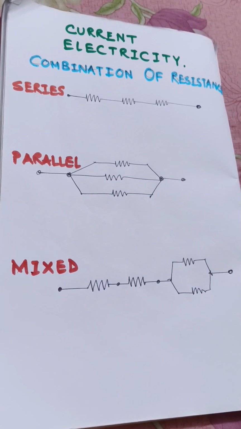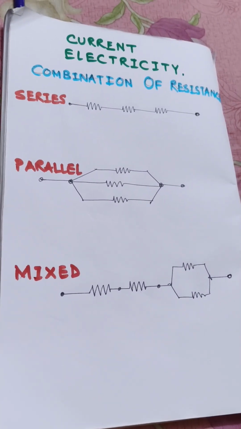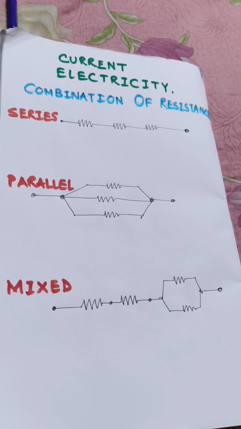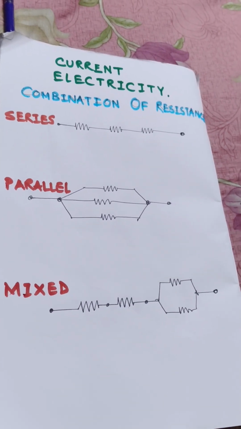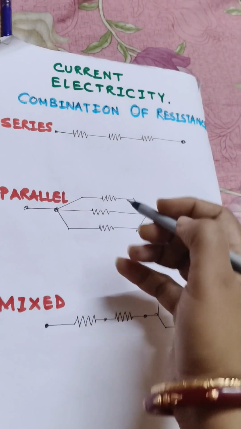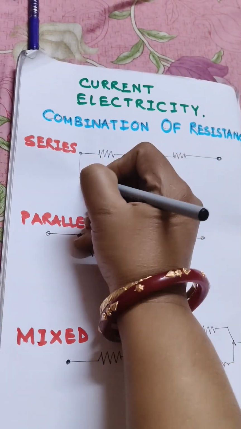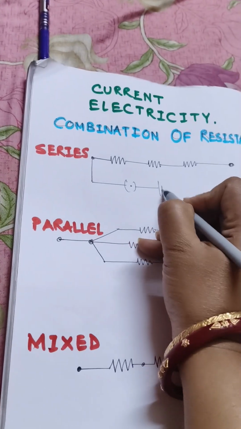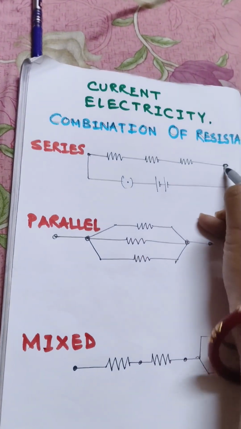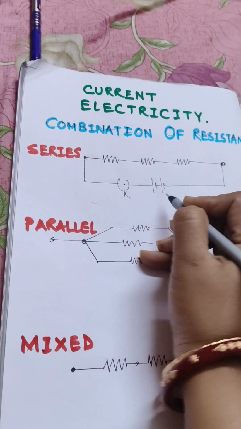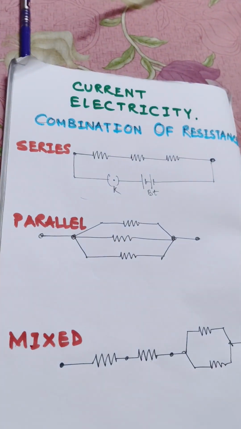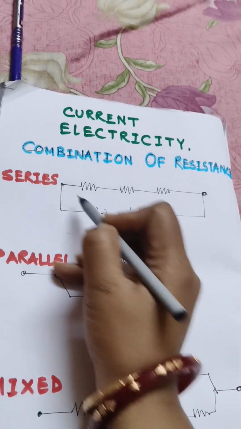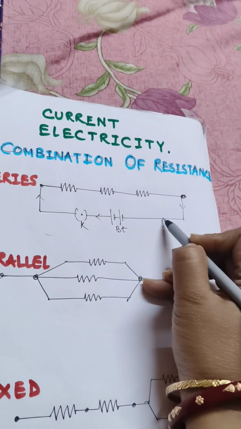Let me start with the series combination. When do you say that the resistances are in series? When you get these resistances in a combination like this, the source of electricity can be a cell or a battery. Here it's the key or the switch, and here we have a combination of cells that we term as a battery. And as you know, the current flows from the positive terminal to the negative terminal.